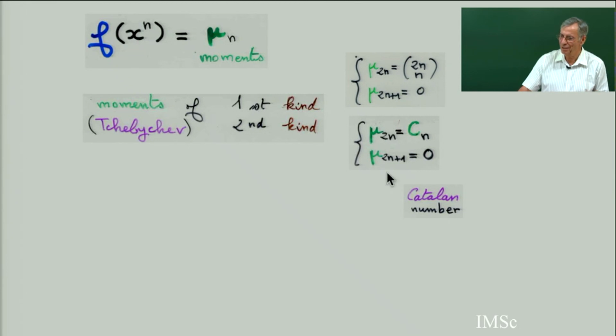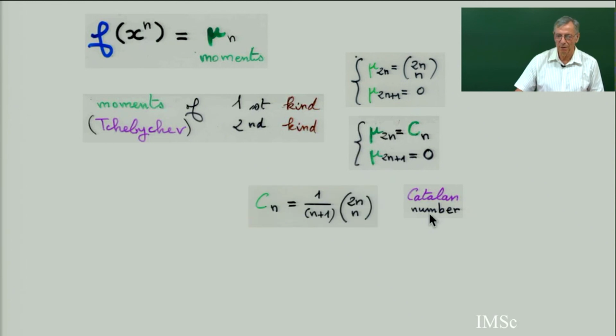And I will prove this in a purely combinatorial way. So the moment, you see, is 2n choose n, and here the Catalan number. This is a very classical, well-known number in combinatorics: 1 over n plus 1, 2n choose n. And I will give a proof of this in chapter 1.